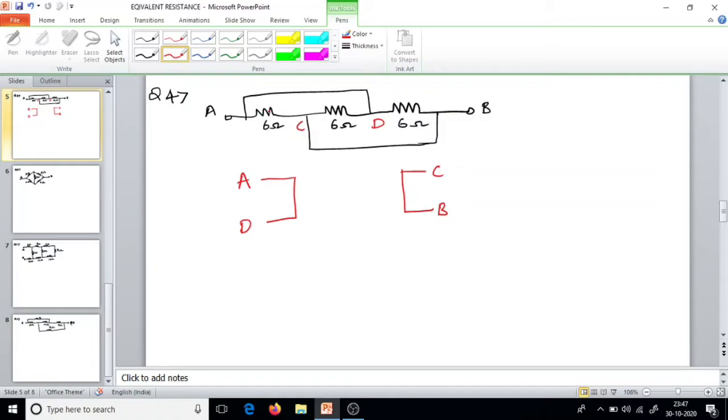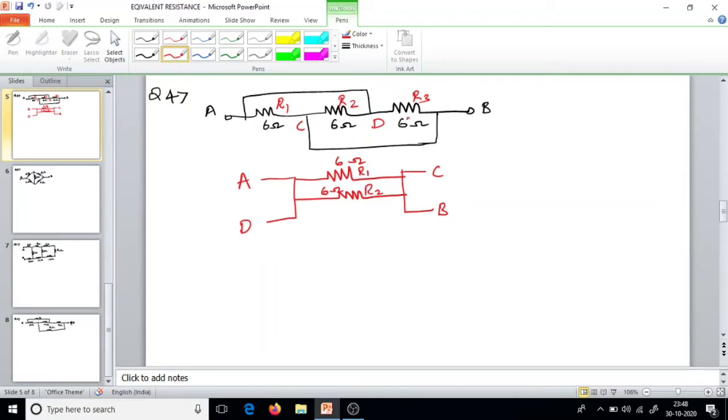Now let us take the resistors as R1, R2, R3, where R1 is connected between A and C. So R1 is connected between A and C, that is 6 ohm. Whereas R2, where is it connected? Between C and D. R2 is connected between C and D. So this is 6 ohm, the R2 resistor.